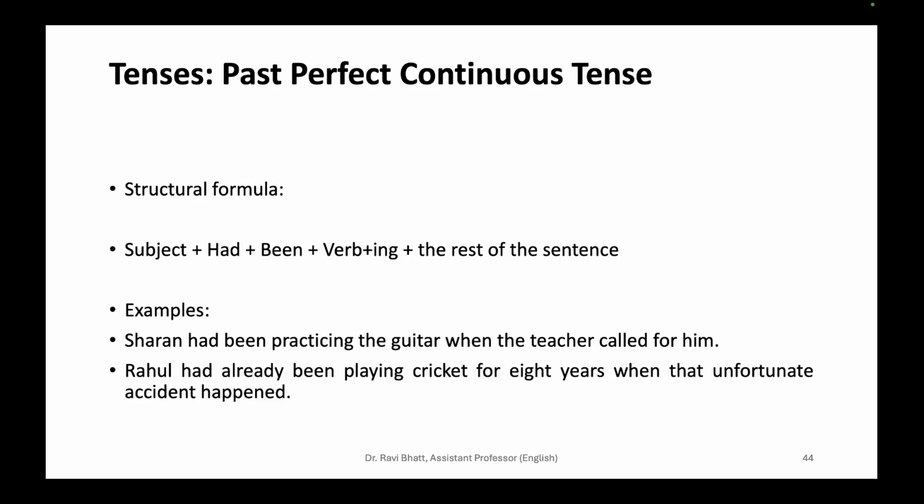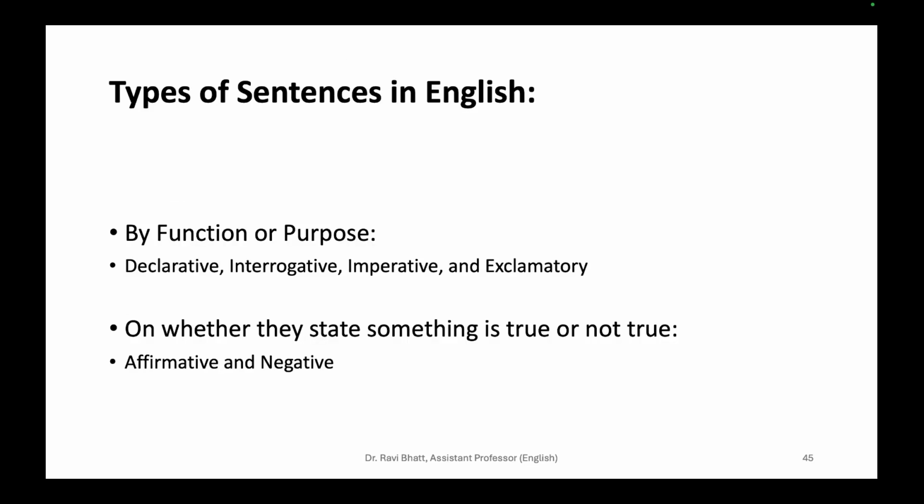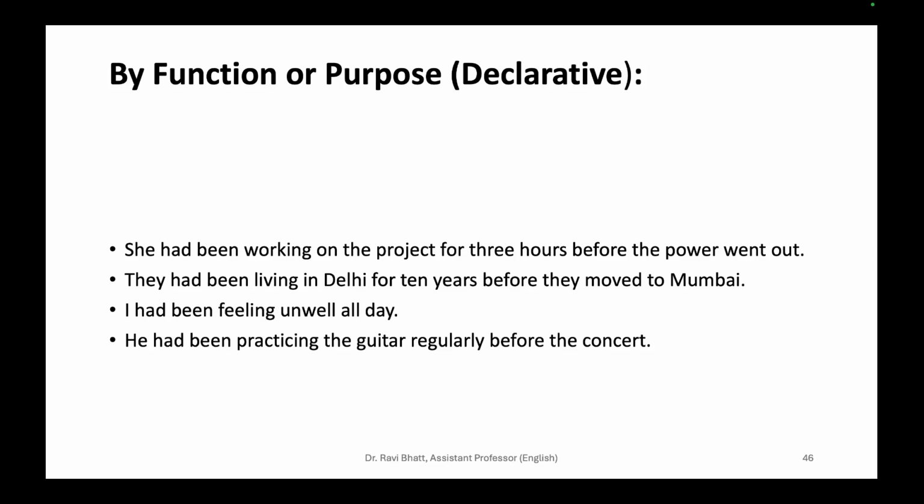Okay, so let's look at some of the examples to further give you clarity on the matter. Again, we'll take a look at these different sentence formations so as to give you some examples of how you can make sentences in past perfect continuous. Now let's see some of the examples of declarative sentences. First, she had been working on the project for 3 hours before the power went out. Say some female employee of a company, she had been working on a specific project for 3 hours, and after 3 hours, suddenly the power went out.